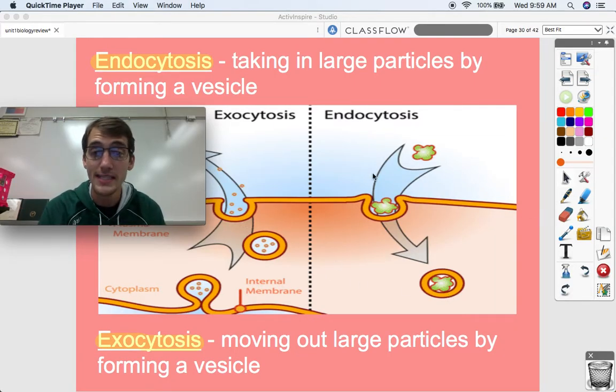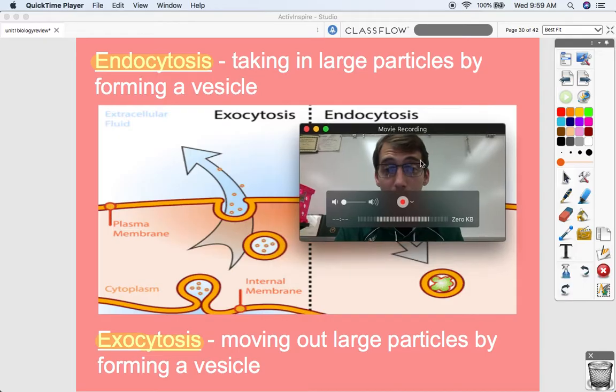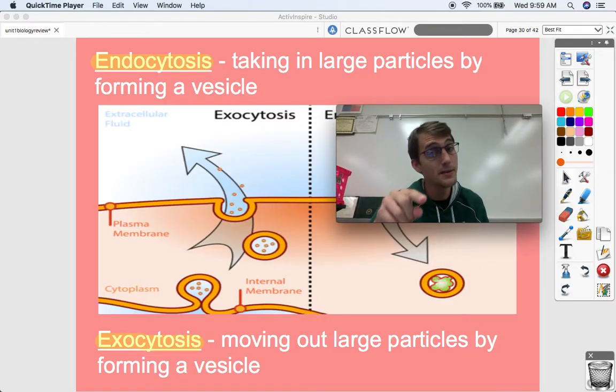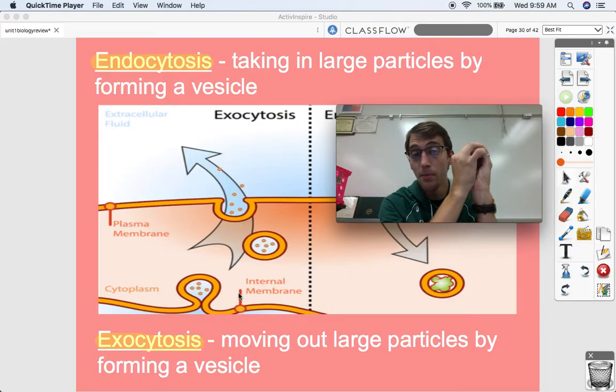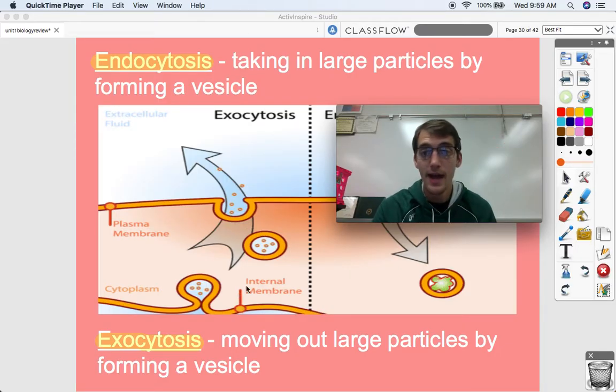So that's endocytosis, but if it wants to do the opposite, these are both types of active transport, by the way, they need energy in order to do this. Exocytosis: if I want to take out a large particle, my cell membrane can form a little membrane bubble, and then pass it out to the outer cell membrane and release it that way. So it doesn't have to pass through the bilayer. That vesicle, that bubble, becomes part of the cell membrane. And those are both types of active transport.